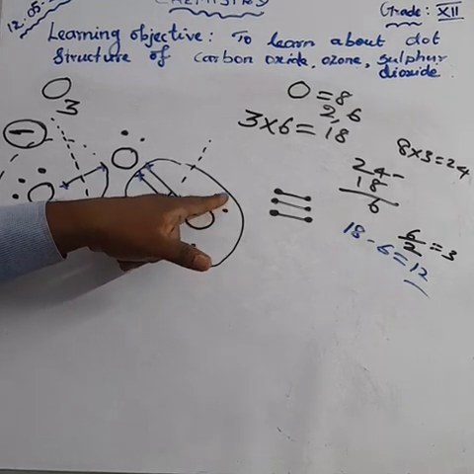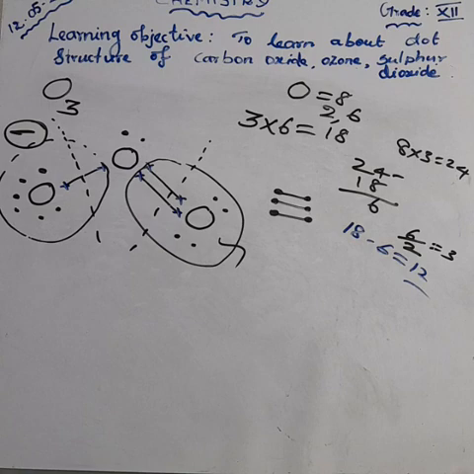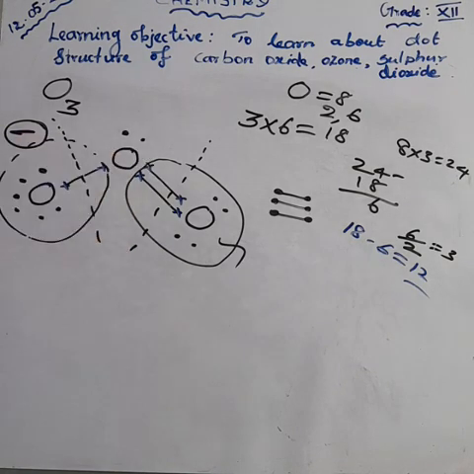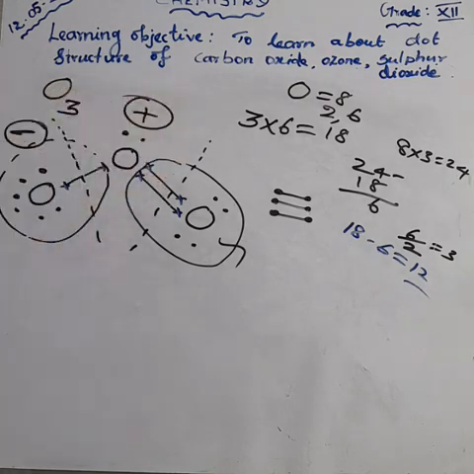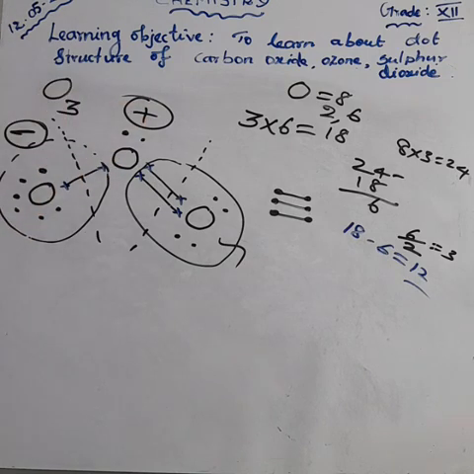1, 2, 3, 4, 5, 6. This is correct only. This is correct. 6 electrons only having. What about this oxygen? 1, 2, 3, 4, 5 only having. So here is the negative, positive charge. Here has excess electron, so negative. Shortage of electron, so it becomes positive. Okay. This is about the ozone.